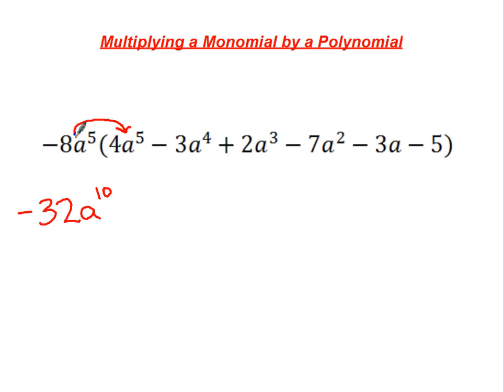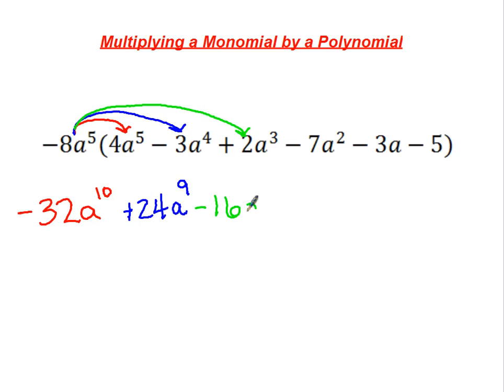Our next distribution here to the next term, negative 8 times negative 3 is positive 24, and it will be a to the 9th power, since 5 plus 4 is 9. Then negative 8a to the 5th times 2a to the 3rd. Negative 8 times 2 is negative 16. It will be a to the 8th power, since 5 plus 3 is 8.